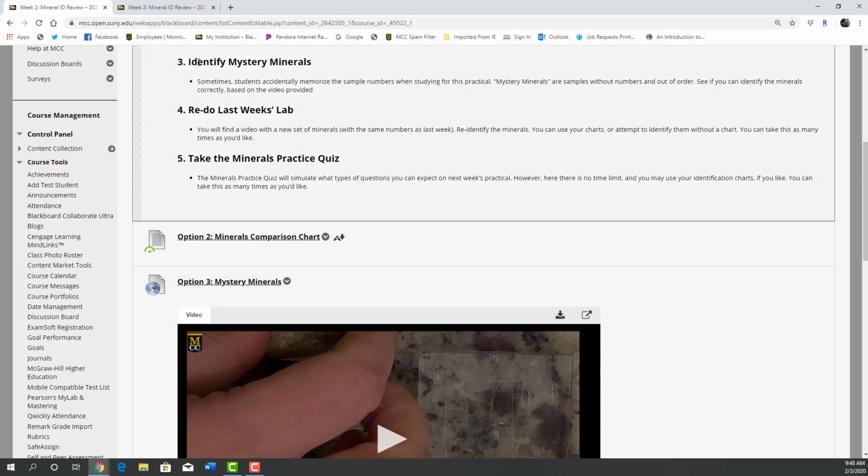The third option is to identify mystery minerals. So basically, mystery minerals are the same set of minerals that you looked at, different versions of the minerals, but they don't have numbers on them. And that's because students seem to accidentally memorize mineral numbers. So they'll memorize that number 2 is graphite, but next week, number 2 might not be graphite, but the properties of graphite are the same.